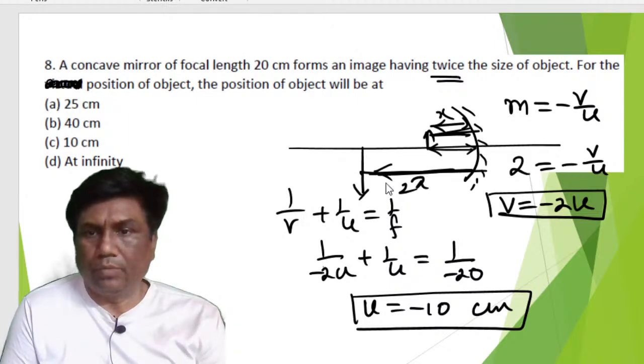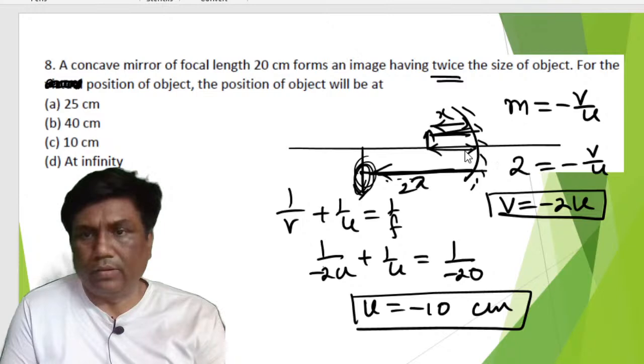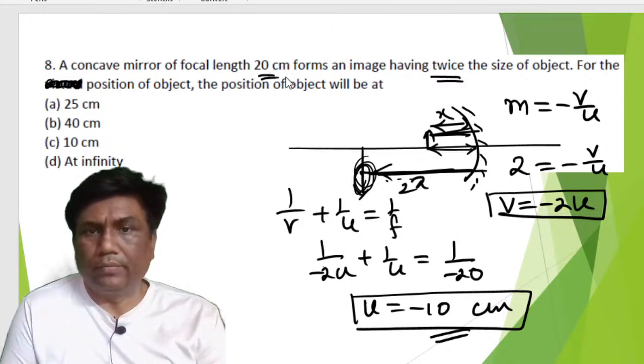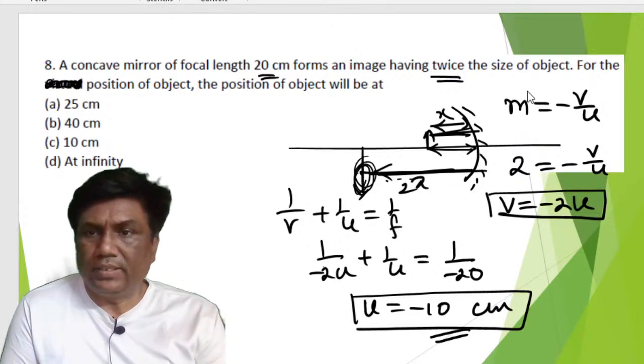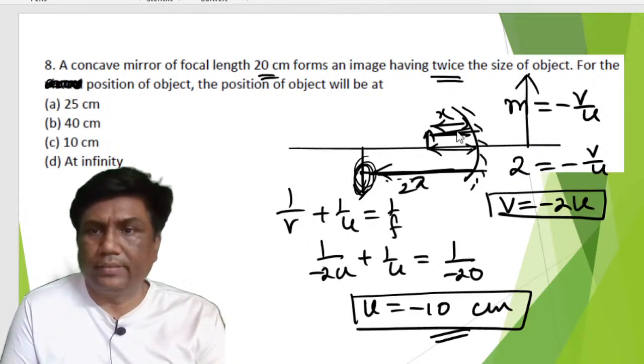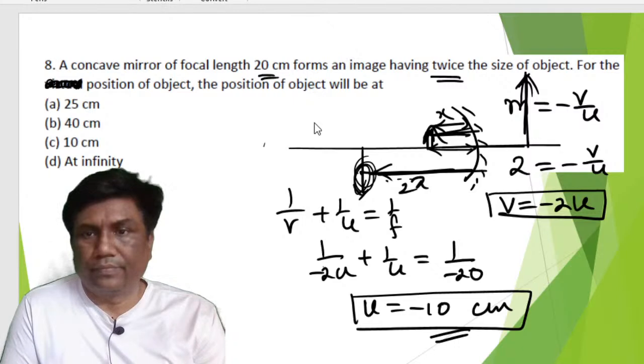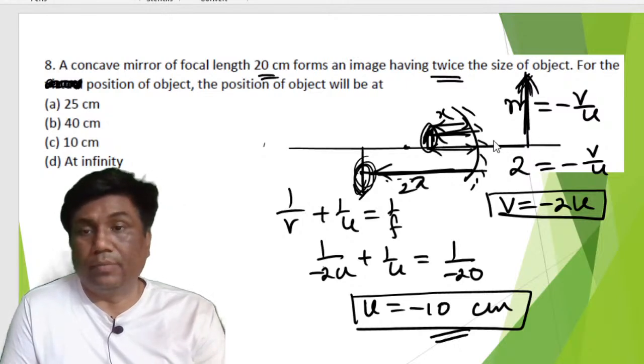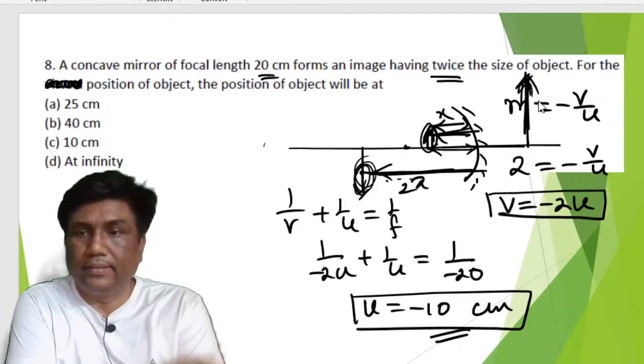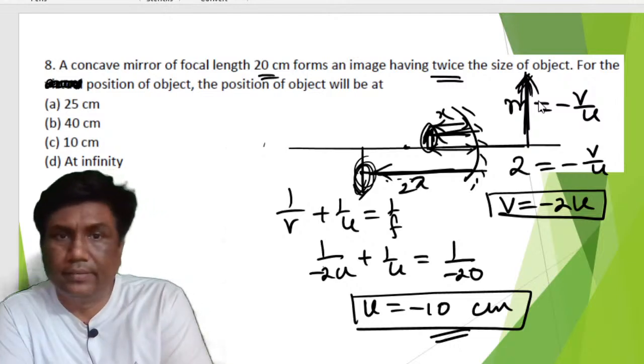Actually the image will not be formed on this side. The image will be formed on this side only, because the object is at less than one focal length. So the image will be on this side only. This is the object and this will be the image. So the ray diagram will be like that only. Because the object is within the focal length, the image will be virtual and enlarged, 2 times enlarged. They have already given that.